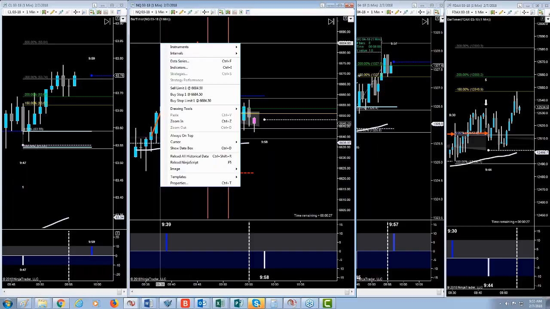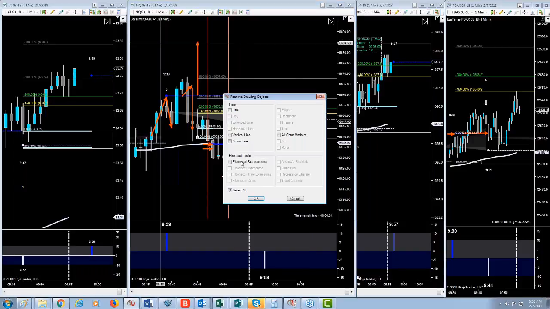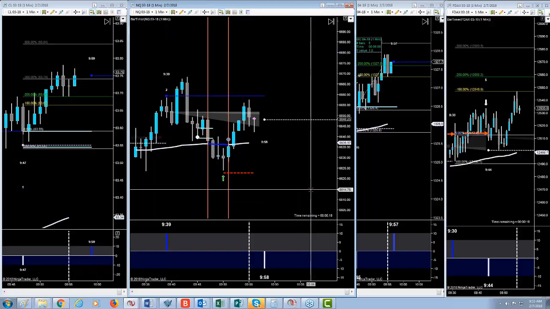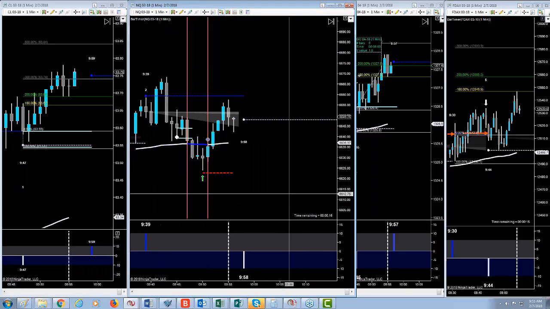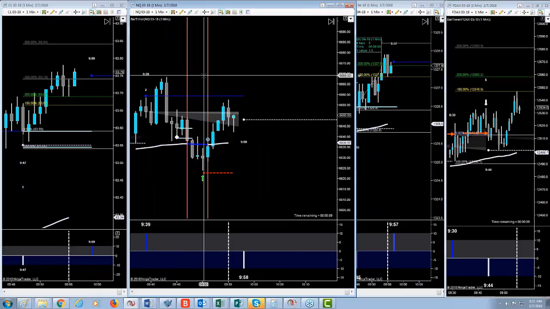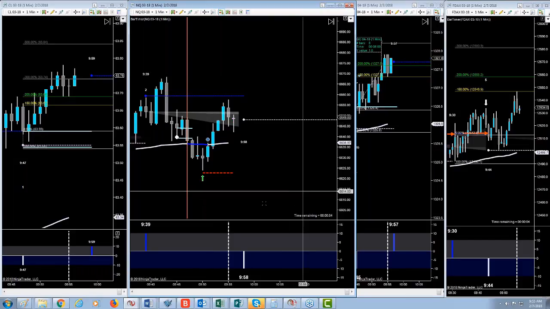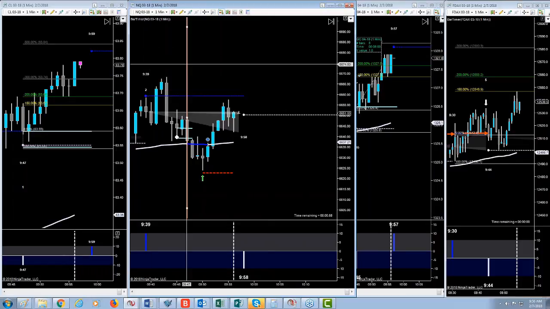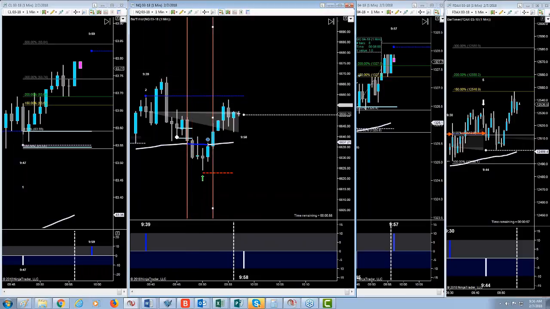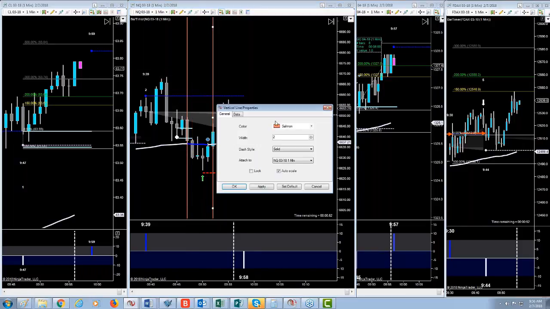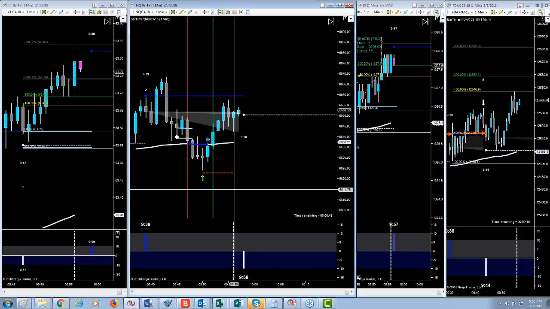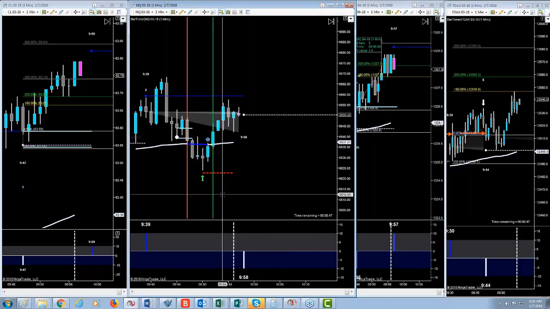All right, let's get rid of the fib tools. And I'll get rid of the arrow tool also. So here's the current state of affairs on the NQ. This is the resumption of trend. I'm going to put a green right here. So the trend is officially up again, which means we're watching for 958.